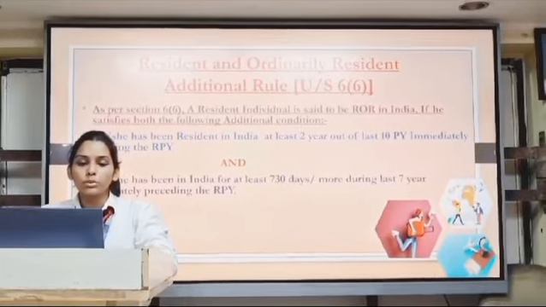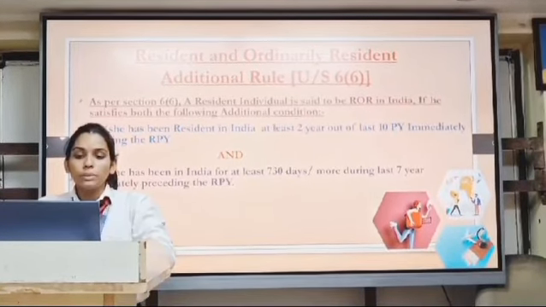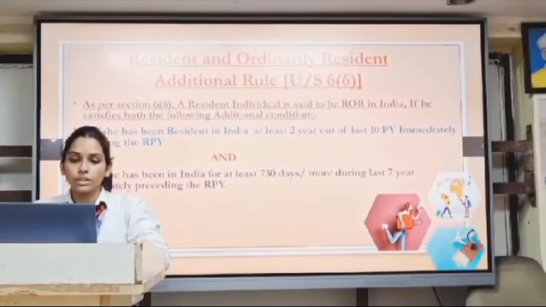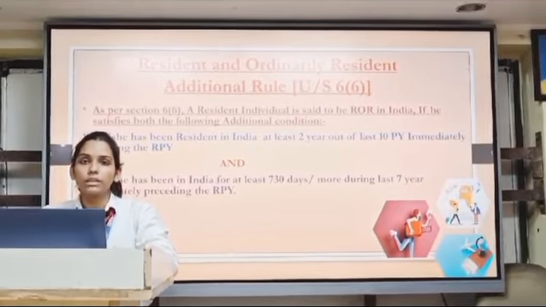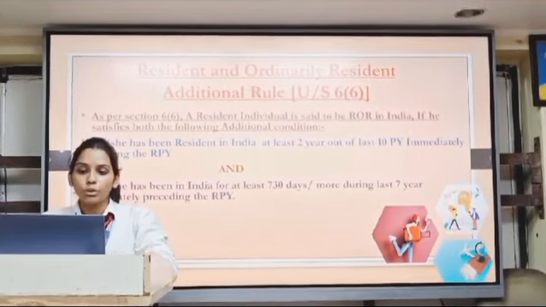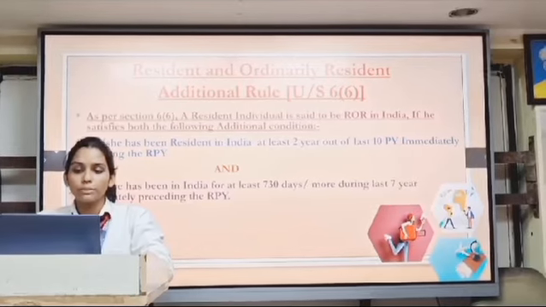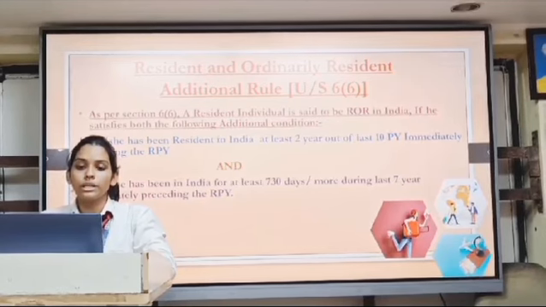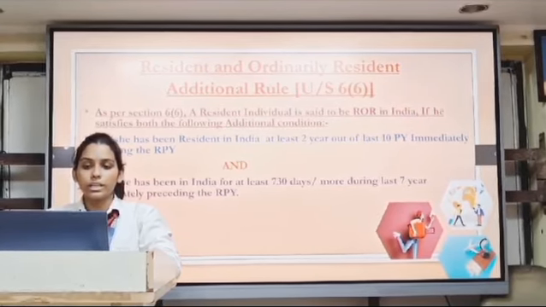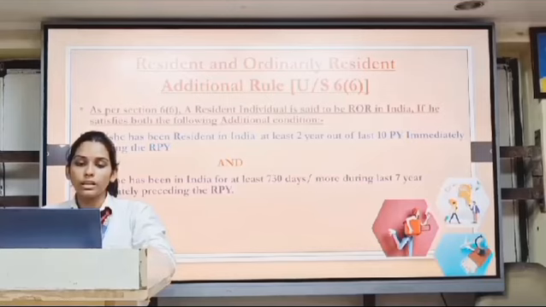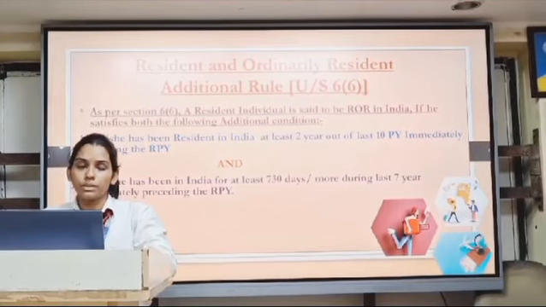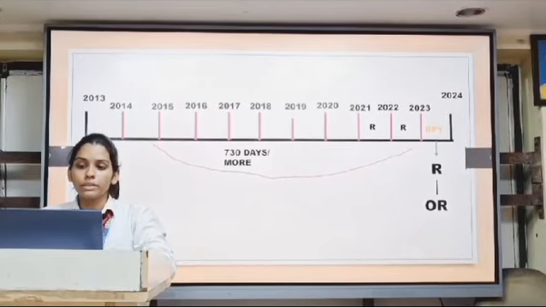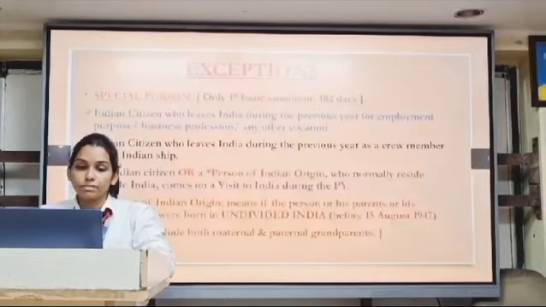The two rules are: he or she has to be in India for at least 2 years out of the 10 previous years. It means that he needs to be resident 2 times in the last 10 previous years. Another rule is he or she has been in India for at least 730 days or more during the 7 years immediately preceding the relevant previous year. Now here you can see the diagram. In this also the same is given.